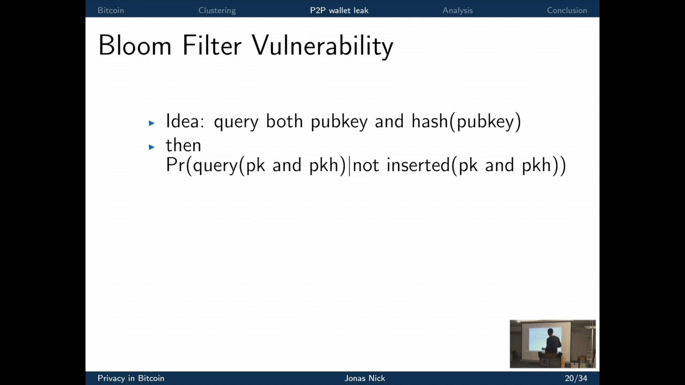Okay, now the vulnerability. We know that the SPV node inserts both the public key and also the hash of the public key. That means that we can query both, and only mark them as belonging to the wallet if both queries return true. Then the probability that this is a false positive is the squared false positive rate of the Bloom filter. So it's going to be much, much smaller.